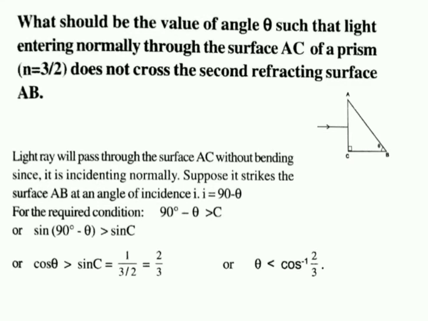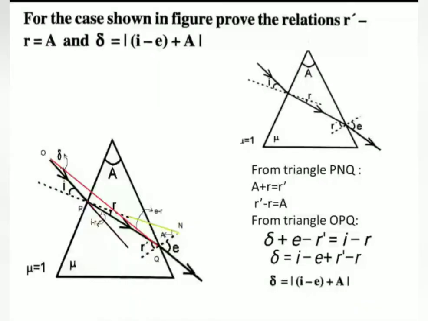Apply sine on either side. What is the condition we are going to get? Theta should be, okay, when you put the refractive index as 3 by 2, theta should be.